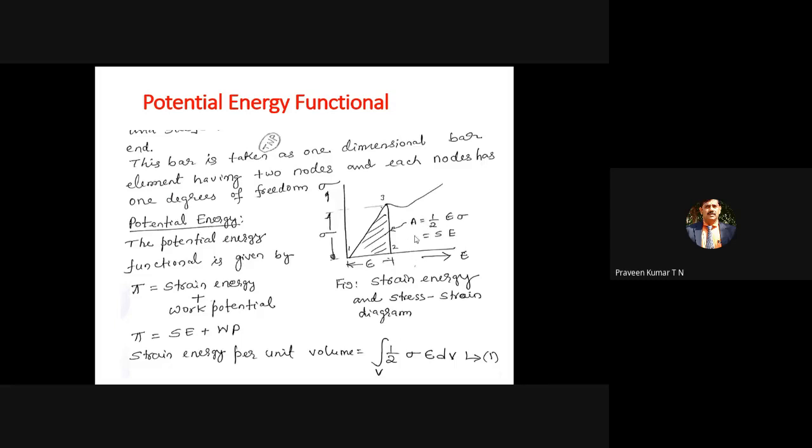The area below the stress-strain curve can also be written in integral form. Integration is mainly used for finding the area below the curve. So we can write it in integral form for the complete volume. The strain energy you are writing is the strain energy stored in the unit volume of the spring. When you compress the spring, the strain energy stored in the unit volume is given by half into epsilon into sigma. But for the complete volume, you have to go for integration.